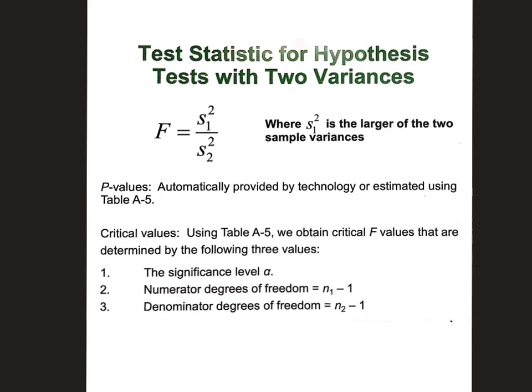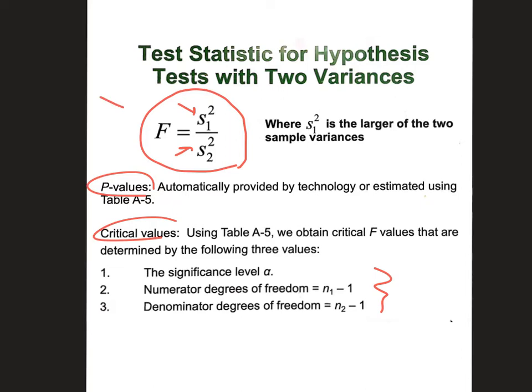Here's our test stat. Very simple one. The test stat for F is just the larger sample variance over the smaller variance. Remember, larger is S1, smaller is S2. Our p-values we get from technology. Critical values we're also going to get from technology, but there is an F-value table to get your critical value, but we're not going to do that. We're going to use technology to find that. But that's the most simple test stat we've had yet.